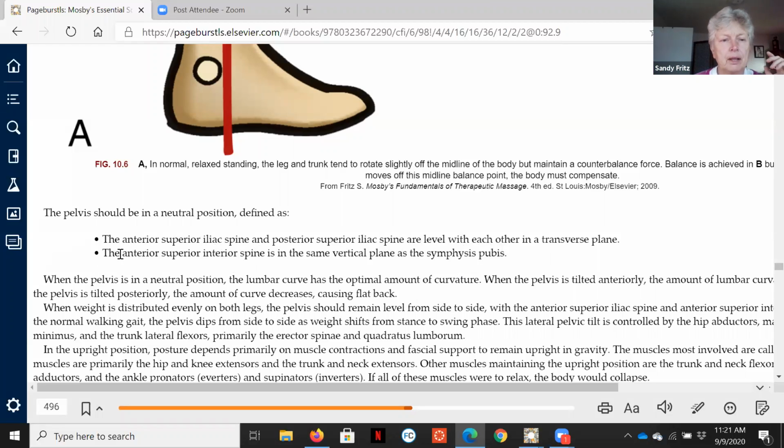And the anterior inferior iliac spine is in the same vertical plane as the symphysis pubis. You can feel your symphysis pubis down at the very lower end of the abdominal area. So you don't want a tipping like this or a twisting like that.